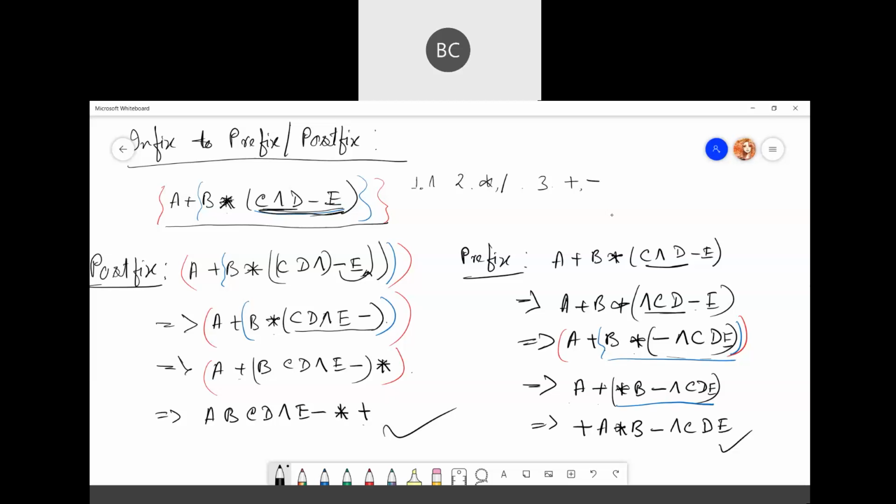Am I audible to you guys? Roll number 1. Yes, ma'am. Is it clear to you? Is the example clear to you? Understood how you can convert infix to prefix or postfix?